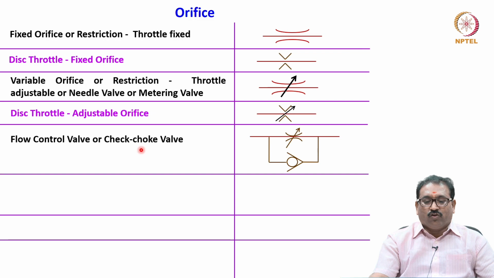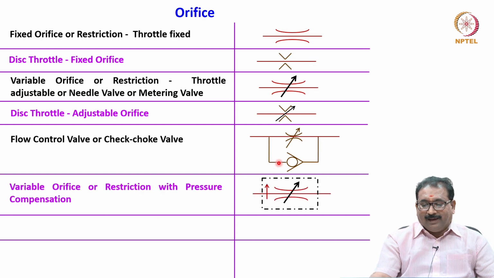Flow control valve or a choke valve, meaning it is a check choke valve here. How to represent? Same here you will see the variable flow, but here, friends, when the fluid is moving from this side to this side, it will flow through the valve opening, not through this, because it is a check valve, a unidirectional valve. When the flow is coming from this side to this side, it will flow through the non-return valve, not through the metered orifice, because the path of least resistance is only through this.